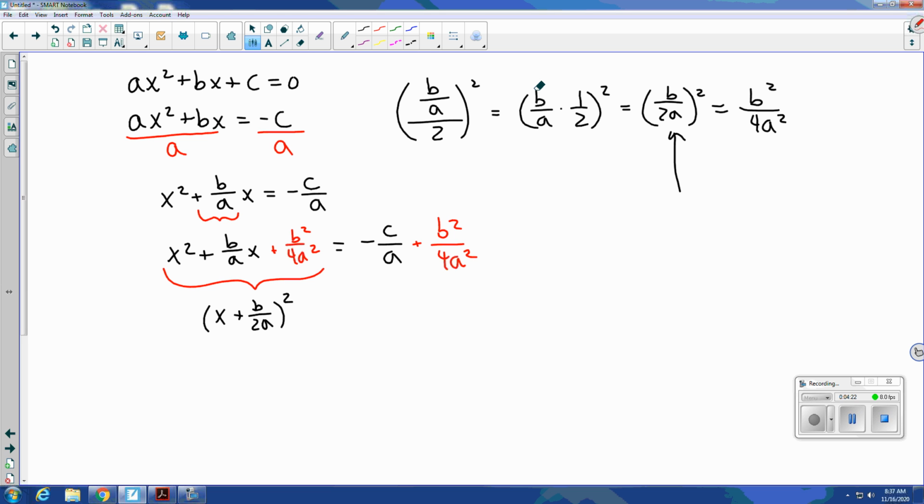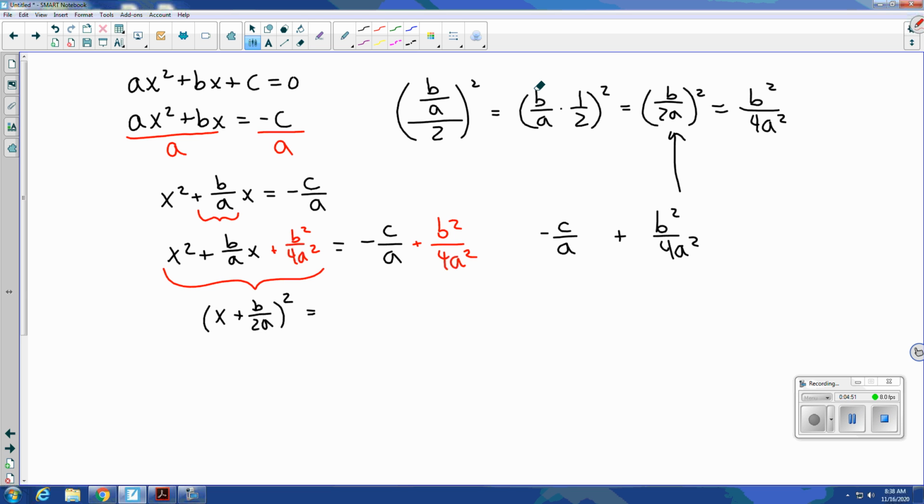Then equals, and what we have on this right side, we can actually combine, so let's do that right now into one ratio, so one fraction. To do that, we need common denominators. So right now, we have negative c over a, and we have plus b squared over 4a squared. If I want to combine this, we need to have 4a squared as the denominator for both.